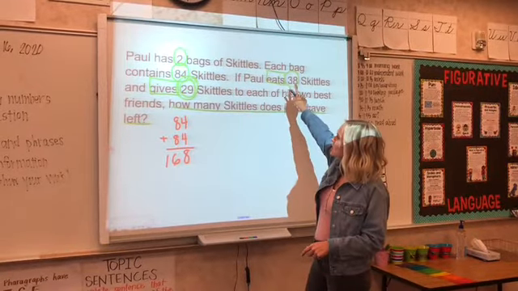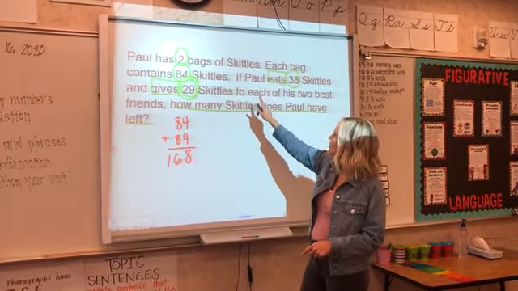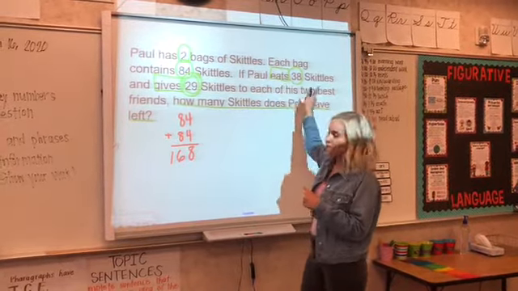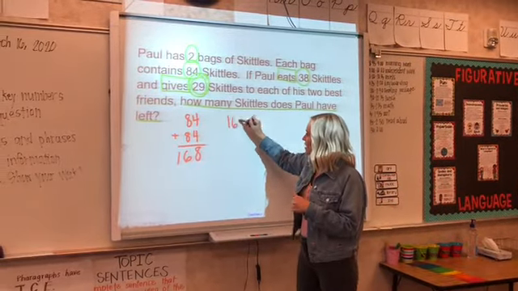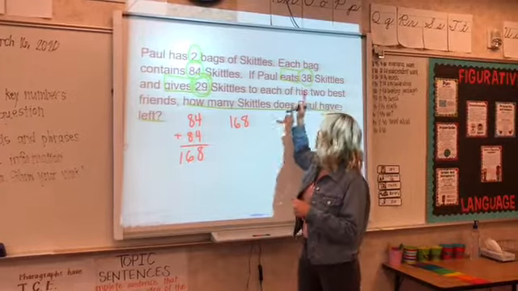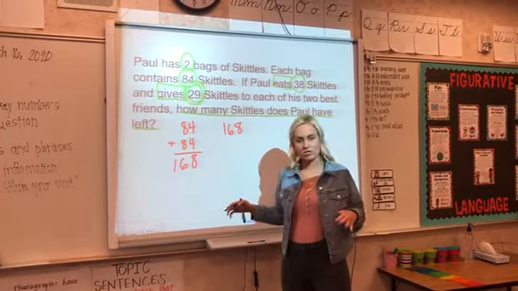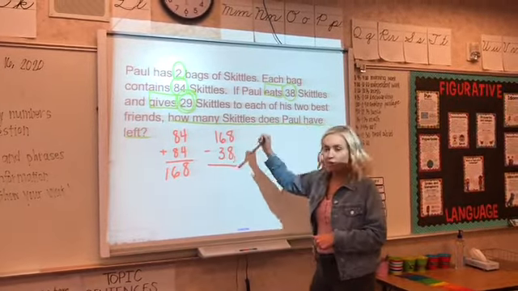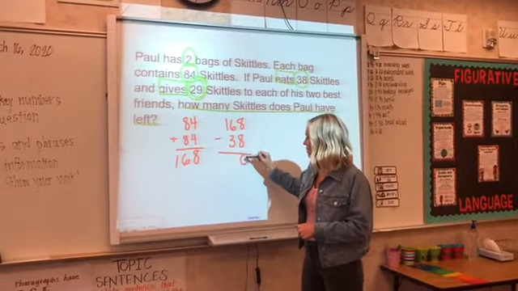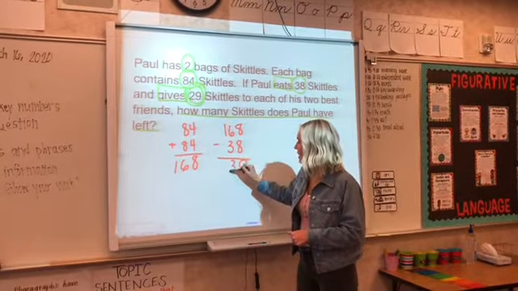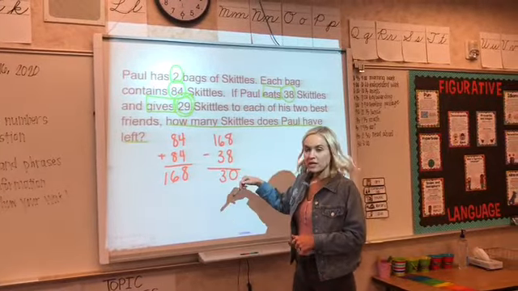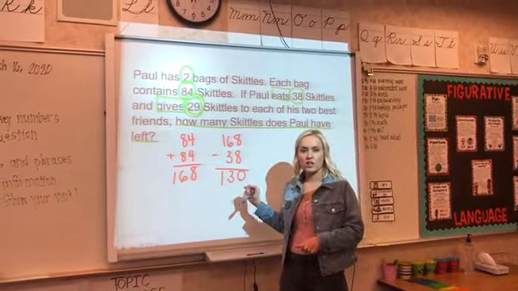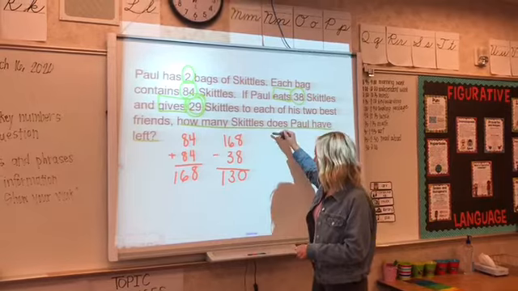Now it says that he eats 38 of them and gives 29 Skittles to each of his 2 best friends. So I'm going to begin with the first part, that he eats 38. So I know if he has 168 Skittles, but he eats 38 of them, that means we subtract those. They're gone. So now I'm going to subtract. Again, I'm going to start in my ones place. 8 minus 8 is 0. 6 minus 3 is 3. And then I can bring down my 1 in my hundreds place because there's nothing to subtract. Now I have 130 Skittles in Paul's 2 bags.